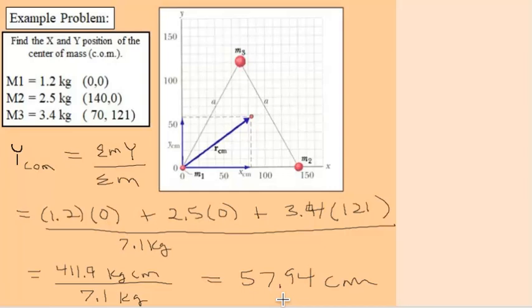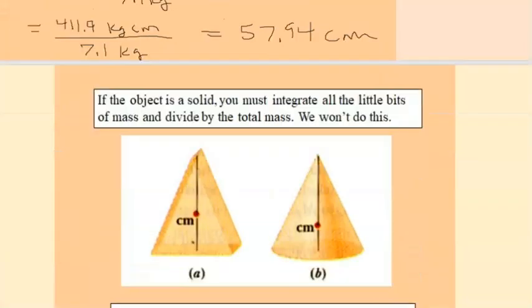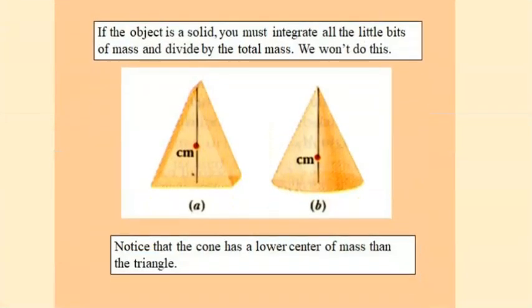Okay, that's what you're going to need to do for the gummy bear lab, and for calculating the center of mass of dumbbells for collisions that cause rotation. A couple more things. Sometimes on the AP, very, very occasionally, they will give you a solid object and you have to integrate to find the center of mass.